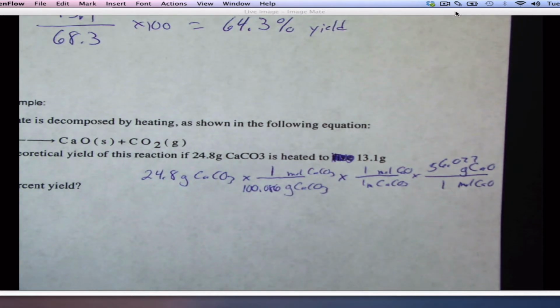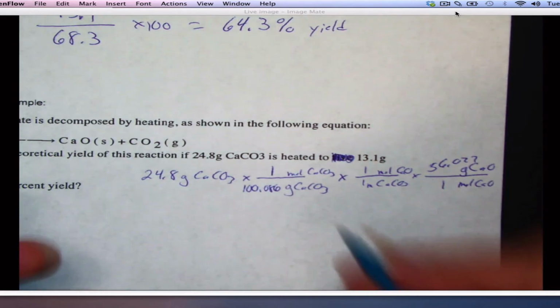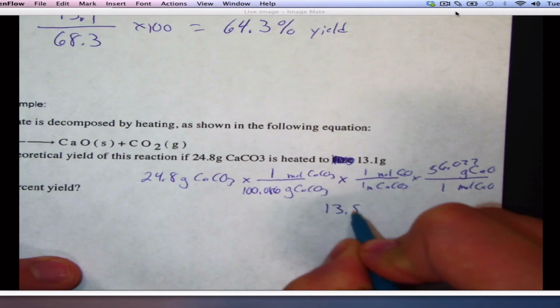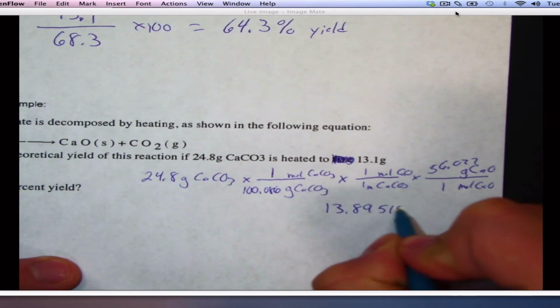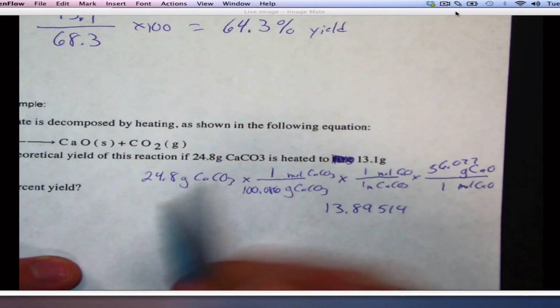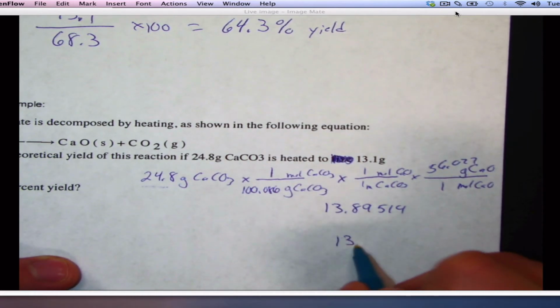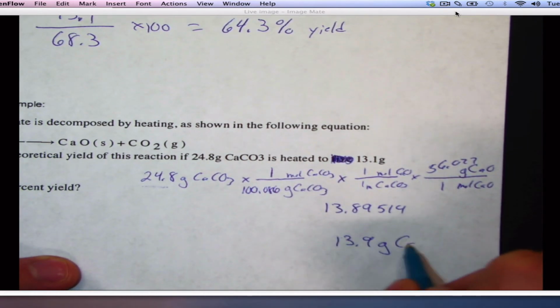All right, now we have it all set up, calculate it out. So let's see, we go 24.8 divided by 100.086, enter, times 56.077, and we get 13.89514, and so on and so forth. So how many sig figs do we go to? Well, this one has 3, so this one goes to 3, so it's going to be 13.9 grams of CaO.